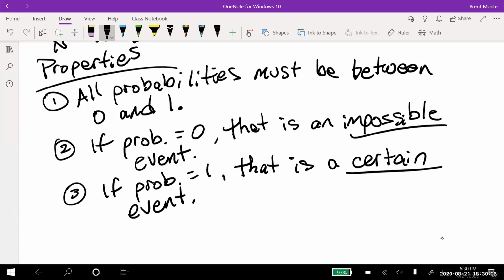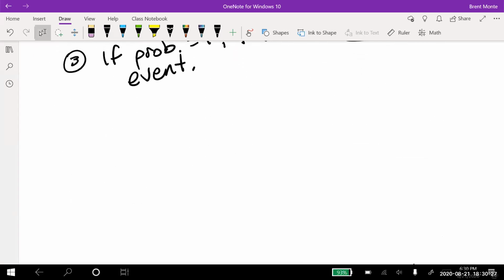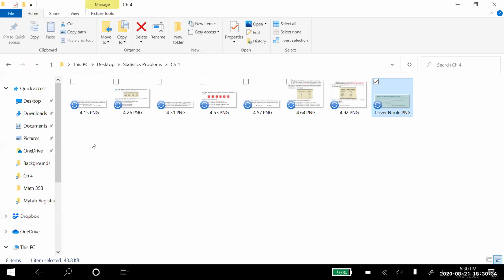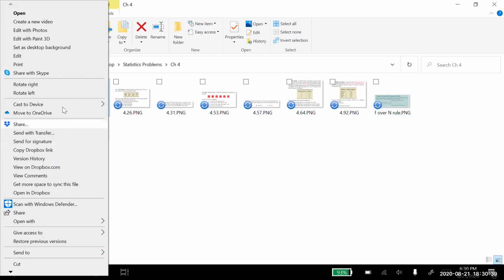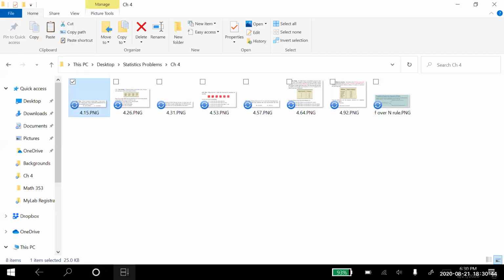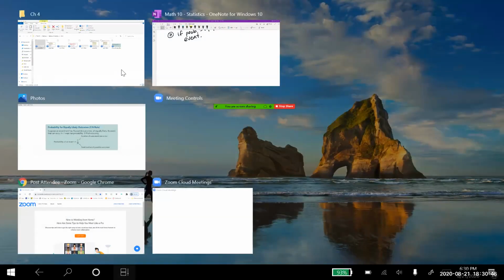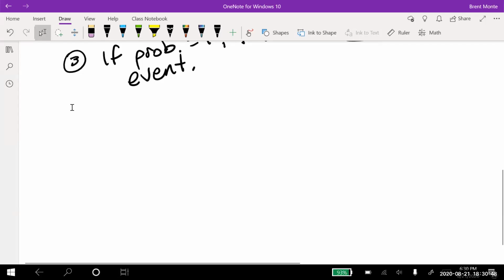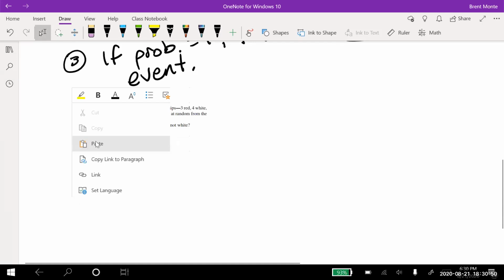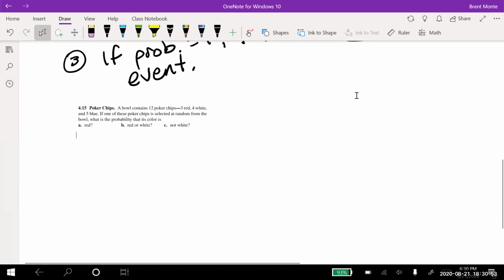Let's look at some problems out of this section to see what's going on. So let me go grab a problem. Let's grab 415. Let's copy and paste it in. Okay, so 415 says poker chips. A bowl contains 12 poker chips, 3 red, 4 white, 5 blue.